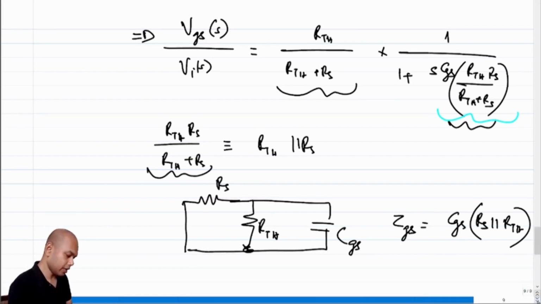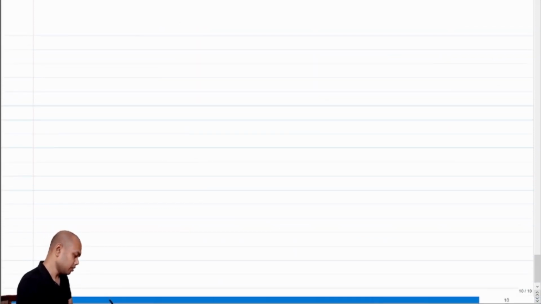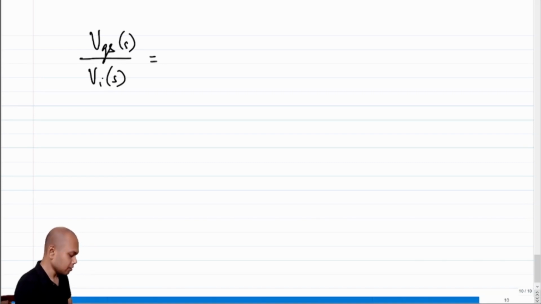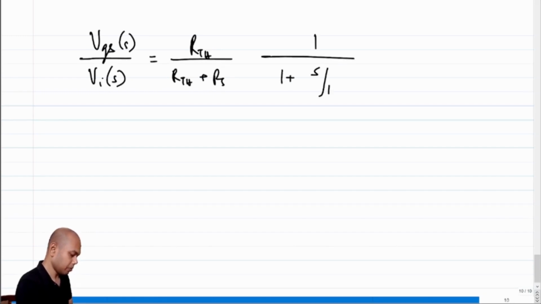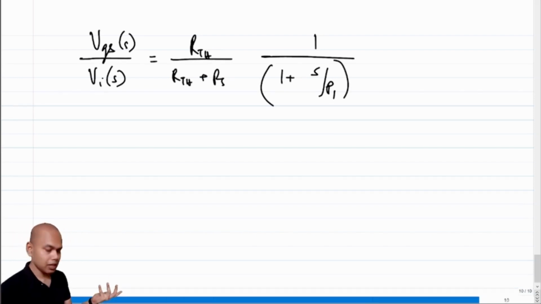Note that we can also express the term VGS over Vi in this format: RTH by RTH plus RS times 1 by 1 plus s by P1. Let me express it in the more formal way, s minus P1. What is this 1 minus s by P1 telling you? This means that there is a pole.